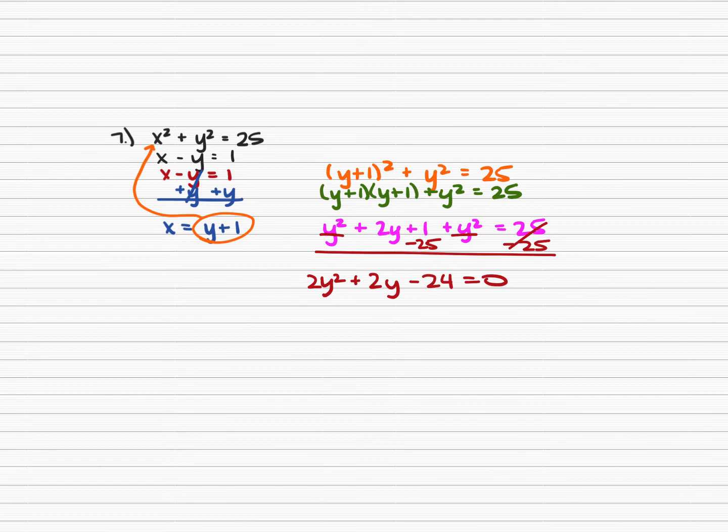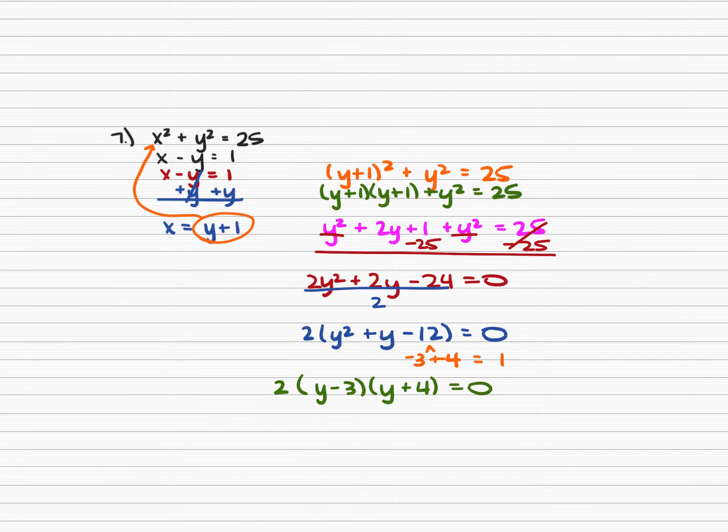Factor this left side as much as you possibly can. You do have a greatest common factor between all three of these terms, so we're going to factor out a 2, and this is going to give us 2 times y squared plus y minus 12 is equal to 0. Your factors of negative 12 that add up to be a positive 1 are negative 3 and positive 4. So this is going to be factored to be 2 times y minus 3 times y plus 4 is equal to 0.